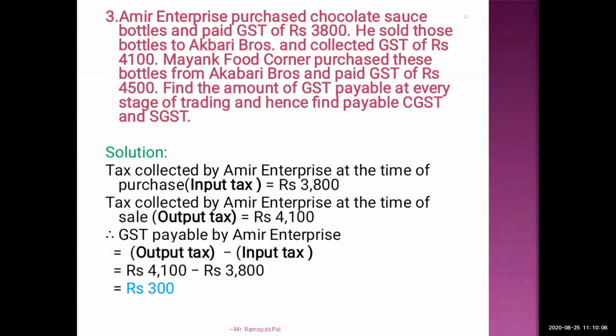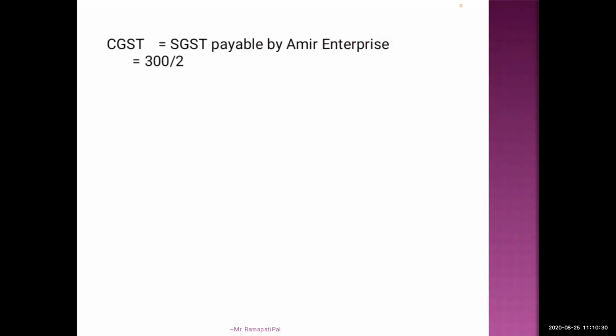Okay, let's see. The next question is the part only. CGST is equal to SGST payable by the Amir Enterprises. CGST is equal to SGST. That is 300 upon 2, because 300 is the GST. So CGST will be 300 upon 2, that is 150.